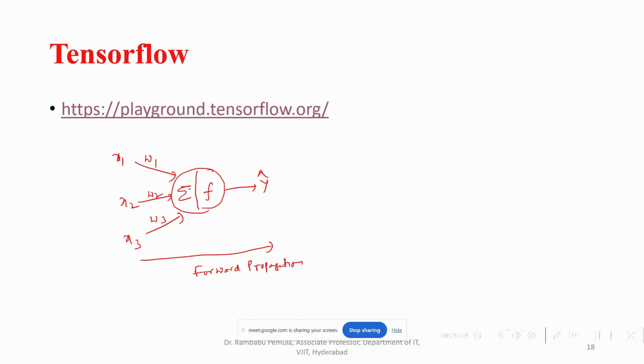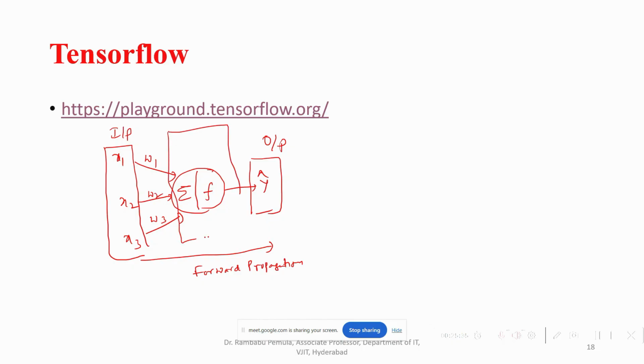Now in this diagram, these are called your input layer, and this is called your output layer. In between, we have one layer, and that layer is called the hidden layer. How many hidden layers are there here? Only one hidden layer, and it contains only one neuron. So this is called a simple neural network. For this neuron, we give the input and we predict the output.